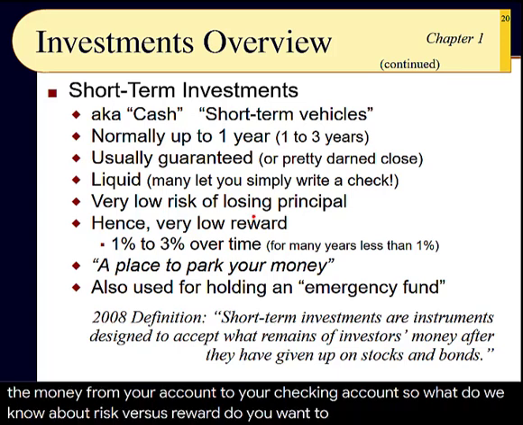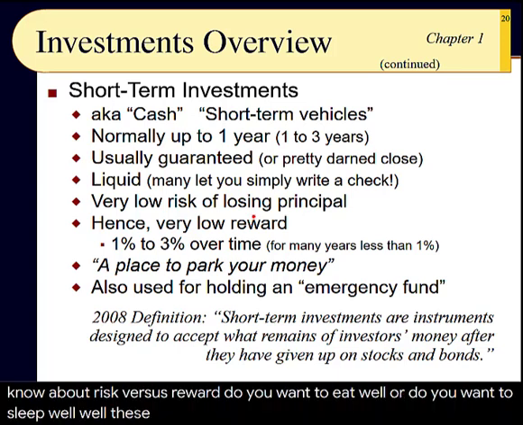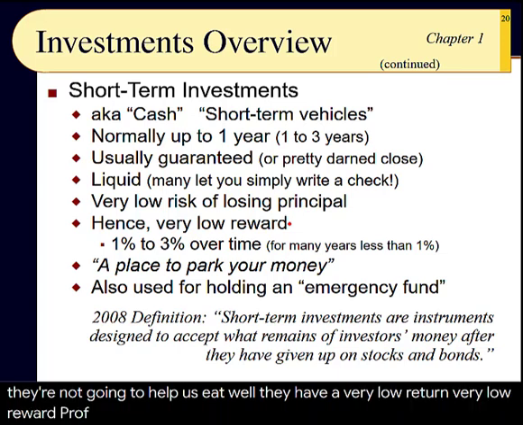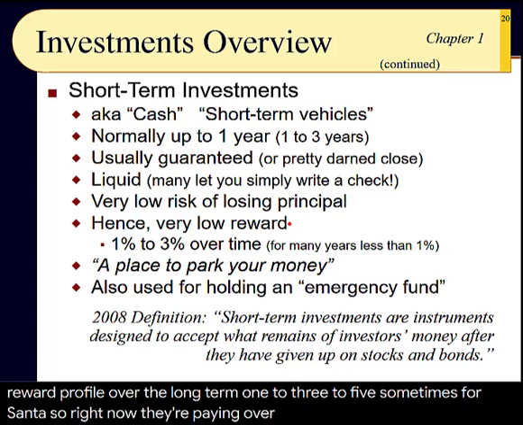So, what do we know about risk versus reward? Do you want to eat well or do you want to sleep well? Well, these things, because they're going to help us sleep well, they're not going to help us eat well. They have a very low return, very low reward profile. Over the long term, 1 to 3 to 5 percent or so. Right now, they're paying over 5%, which is pretty darn good.